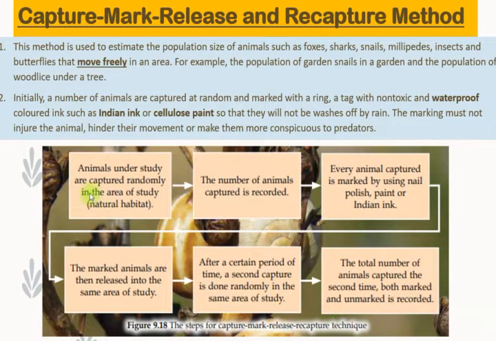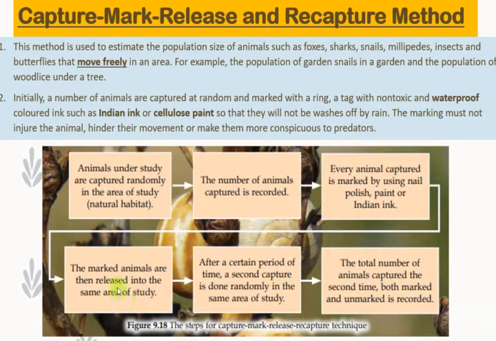At the first step, animals under study are captured randomly in the area of study, usually in their natural habitat. Then the number of animals captured is recorded. Every animal captured is marked by using nail polish, paint, or Indian ink, that is, non-toxic and waterproof colored ink. Then the marked animals are released into the same area of study.